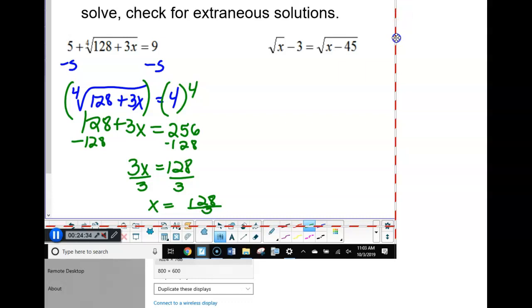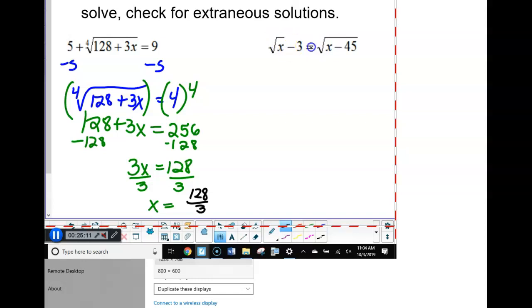You're supposed to check that it works. If you put it back in here, the first thing you do is multiply it by the 3, so then you just have 128, right? 128 plus 128 is 256, and the 4th root of 256 had better be 4, and 4 plus 5 is 9, okay? It's this kind that you're more often to get extraneous solutions.